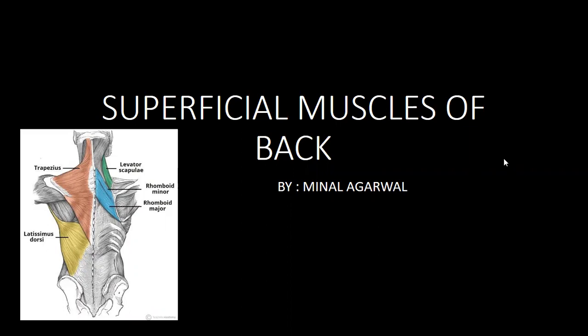Today we are going to discuss the superficial muscles of the back in detail. As I've already mentioned, there are 5 major superficial muscles of the back: trapezius, latissimus dorsi, levator scapulae, rhomboid minor, and rhomboid major. Among these 5 muscles, the most important ones to focus on are trapezius and latissimus dorsi, which are the large muscles of the back.